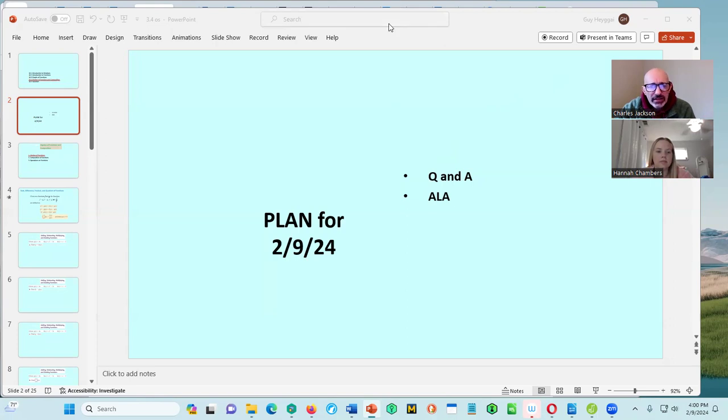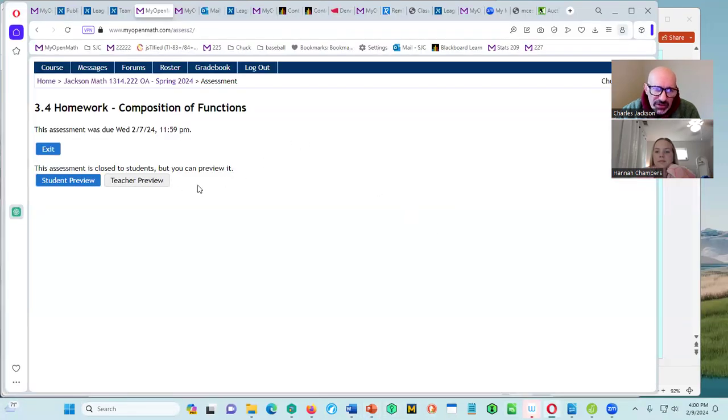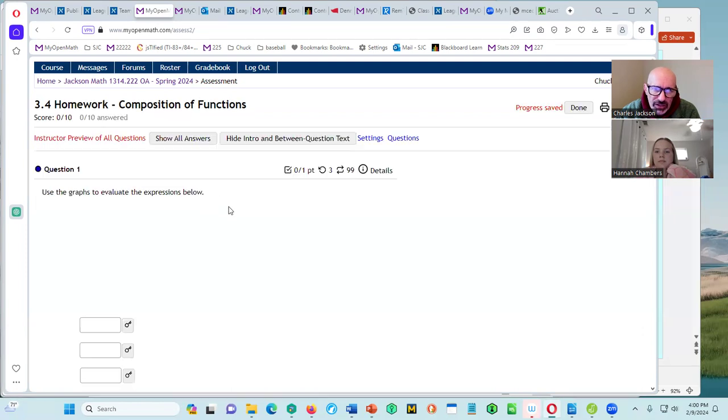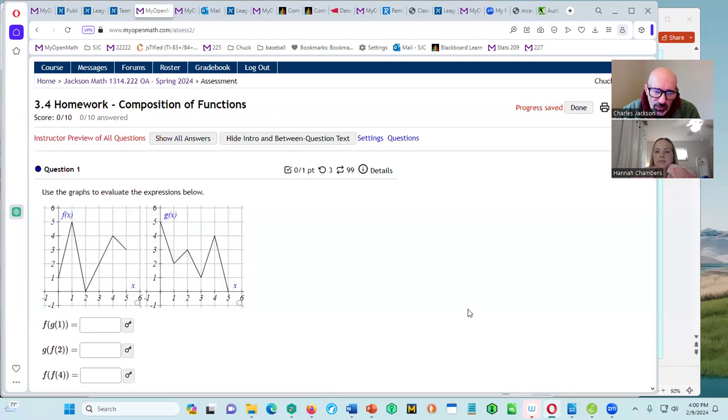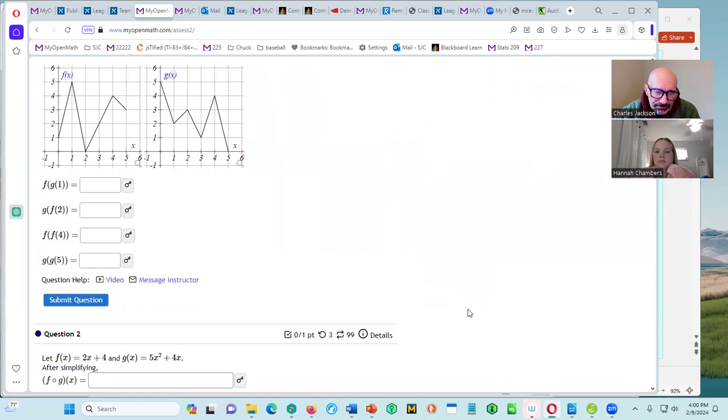All right, Q&A today. We're in the module on functions, and in particular, we're working on composition of functions, which is actually learning target number 1, so very important to get that. Any questions today? Happy to look at homework, or possibly there's a question about the course or about the test that we have in a week.